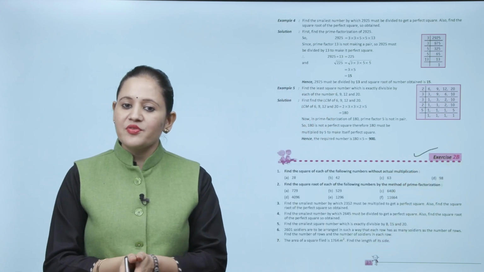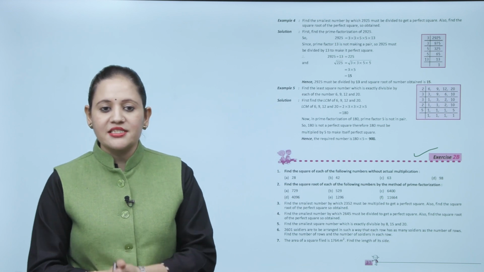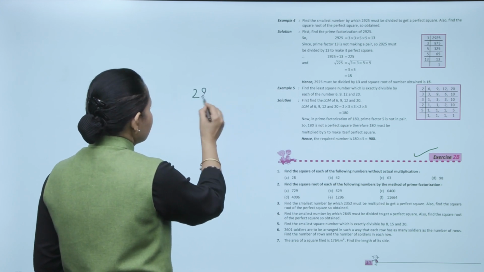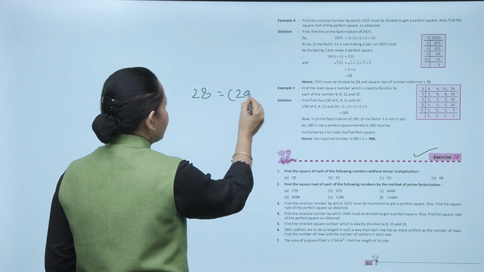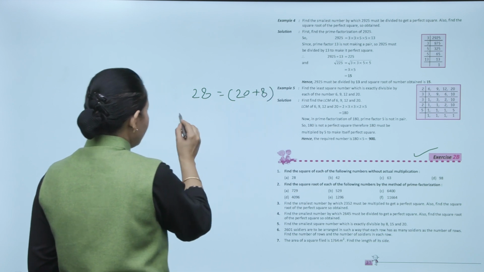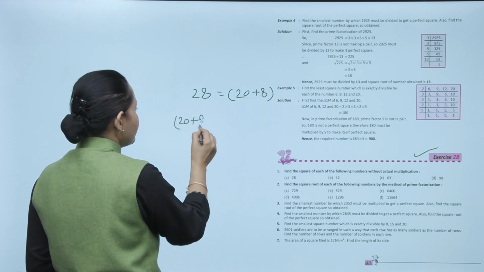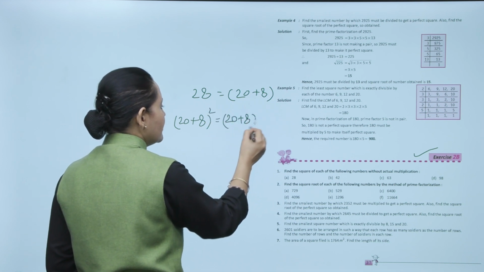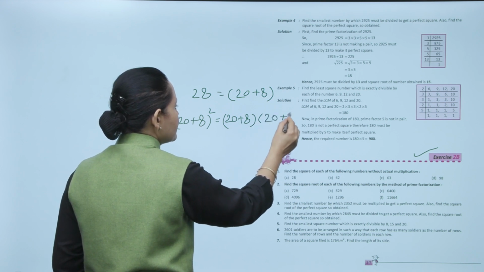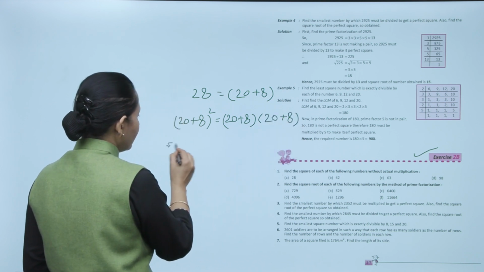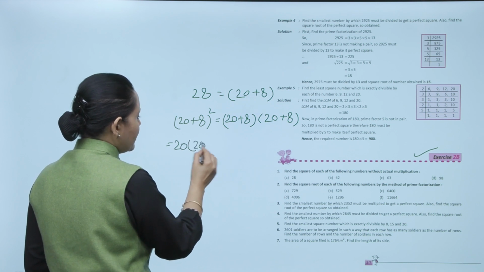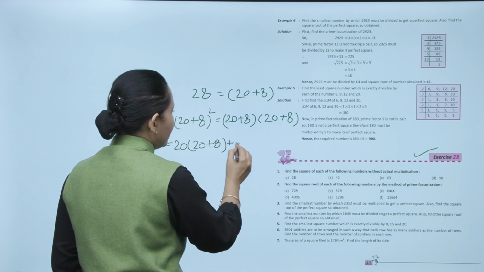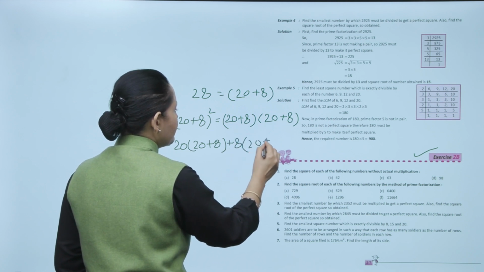Find the square of each of the following numbers without actual multiplication. First number is 28. So 28 can be written as 20 plus 8. We have to find its square. So we'll write (20 plus 8) whole square, that is equal to (20 plus 8) times (20 plus 8). Now we can write 20 multiplied by (20 plus 8) and then plus 8 multiplied by (20 plus 8).